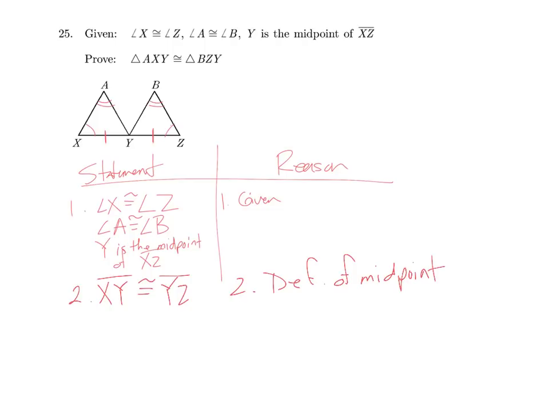All right, now I'm trying to prove AXY is congruent to BZY. Well, I could do that now. That's easy. So triangle AXY is congruent to triangle BZY. By what reason? What shortcut can you apply? AAS. That's all there is to this proof. We're done.